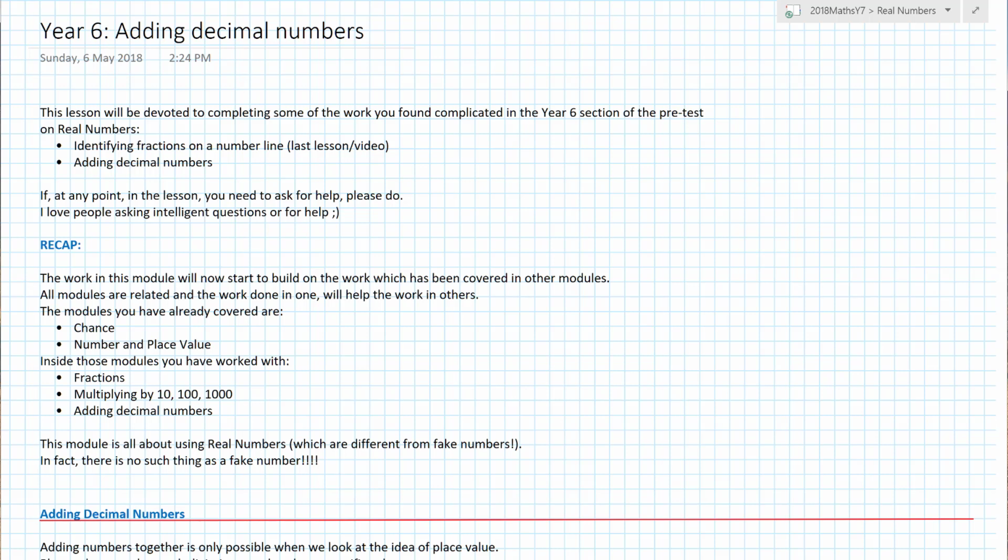Yes, we are adding decimal numbers. This is awesome. Now actually, it's a continuation of a video that I did just a moment ago with regards to adding fractions or identifying fractions on a number line. The reason I've split it into two lessons is to make things easier for you guys. Now, it's part of a continuing series with regards to targeted teaching for the students I am currently teaching.